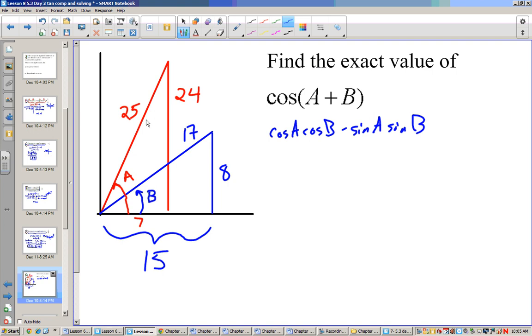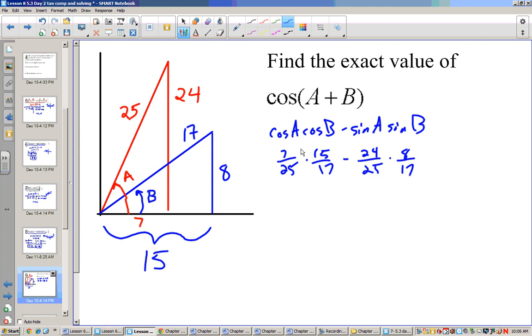Cosine of A would be 7 over 25. Oh, and if you don't know your triples, you can always do the Pythagorean theorem by hand, but that takes a little bit longer. Cosine of B would be 15 over 17. And then sine of A is 24 over 25. Sine of B is 8 over 17.